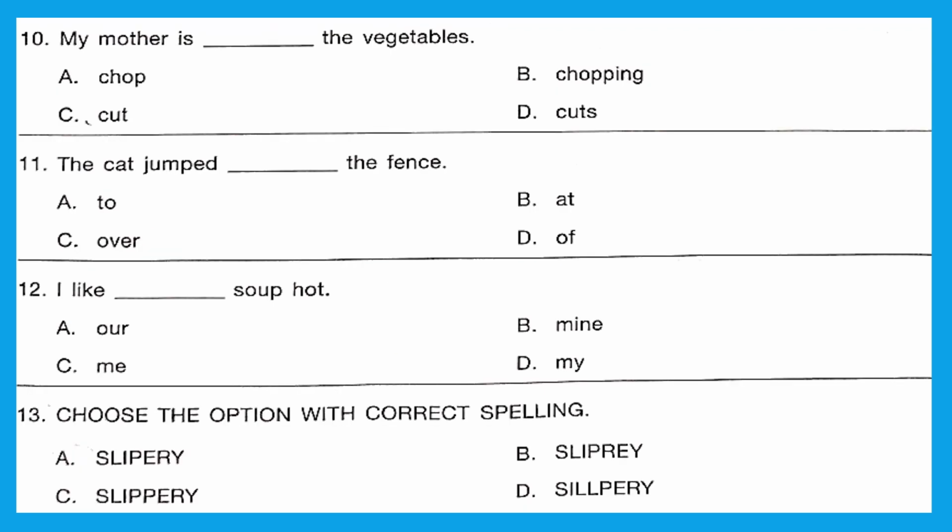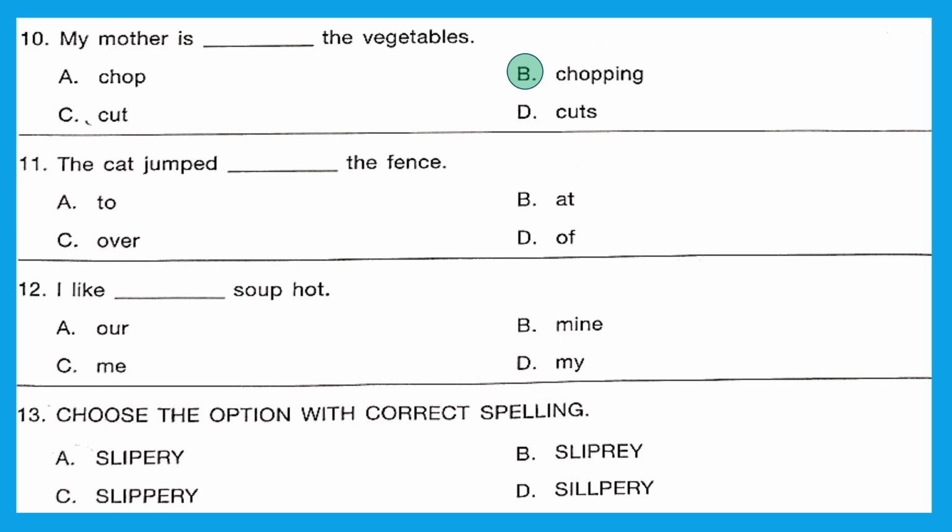Question 10. My mother is dash the vegetables. Chop, chopping, cut or cuts. Now here is is used and it looks like it is a continuous sentence, present continuous sentence. So we use verb plus ing. So here the right option should be option B, chopping. My mother is chopping the vegetables. Present continuous tense.